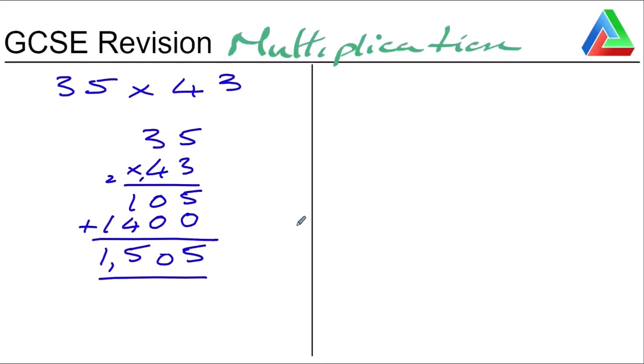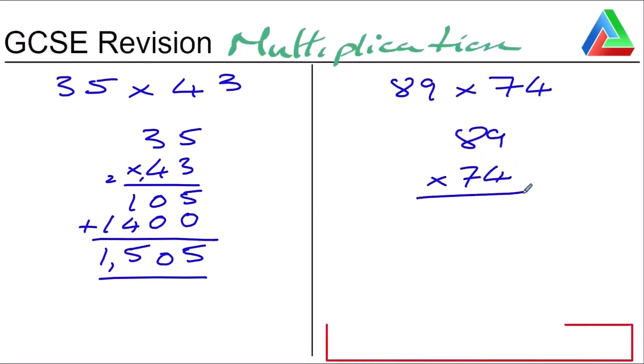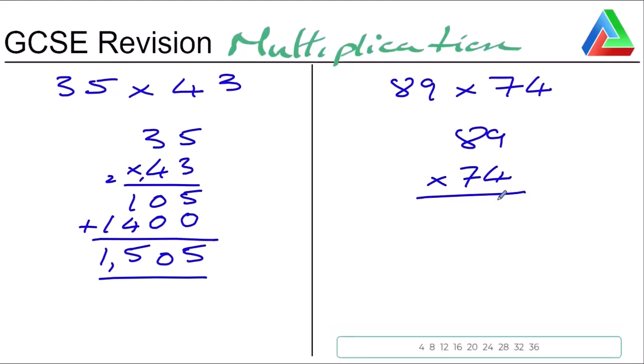And I'm going to do another one similar. Okay, let's do 89 times 74. Same as the last time, line up the units column, write down our 4 times table. 4 nines are 36, put down the 6, carry the 3 into the next column. 4 eighths are 32, and 3 is 35.